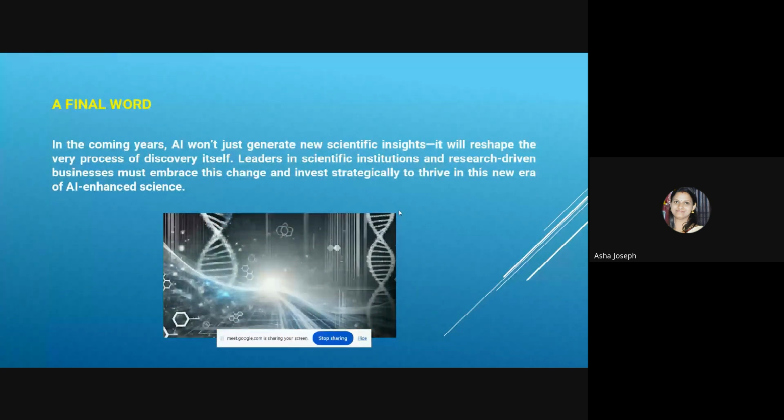So, as a final word, in the coming years, AI won't just generate new scientific insights, but it will reshape the very process of discovery itself. So, leaders in scientific institutions and research-driven businesses must embrace this change and invest strategically to thrive in this new era of AI science. So, as a conclusion, AI is transforming the research landscape, empowering researchers to tackle complex challenges, and it is allowing us to unlock its full potential to accelerate scientific discovery and address some of the world's most pressing challenges.